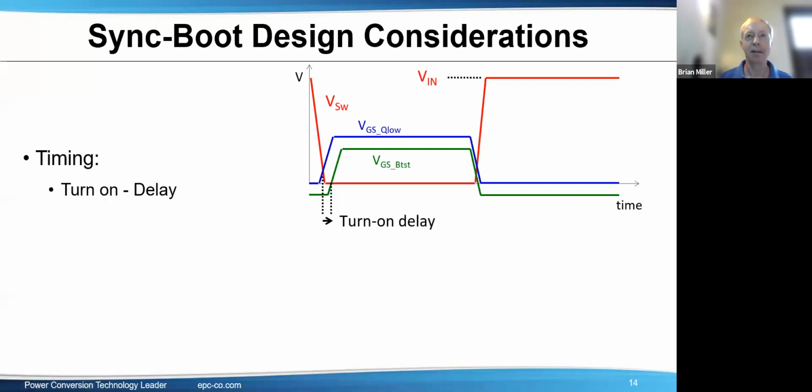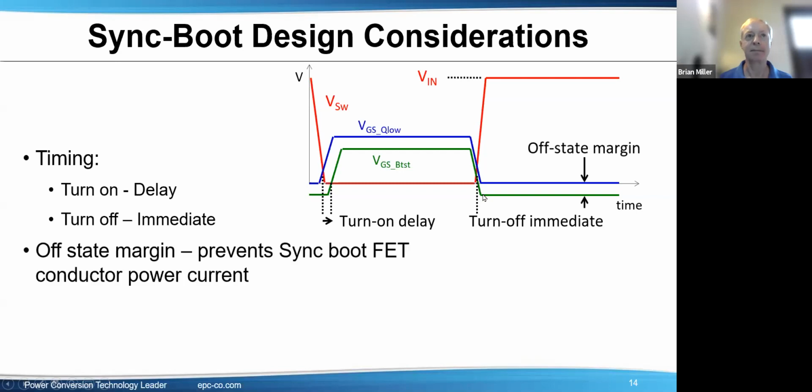The timing, turn on delay. You want the turn off to be immediate. Right here would get into the rise time of the gate signal, so you want that to be immediate. Off state margin to prevent it from conducting any of the power current. You want just to charge up the gate driver for the top FET. You want some drain resistance to prevent overvoltage.